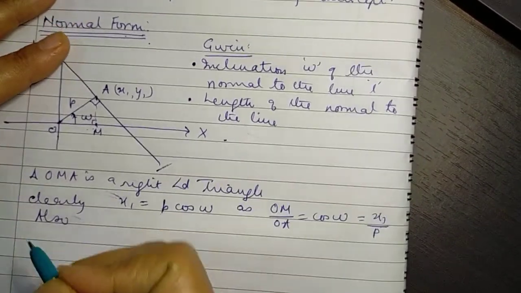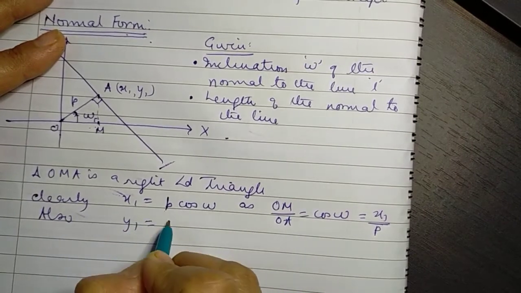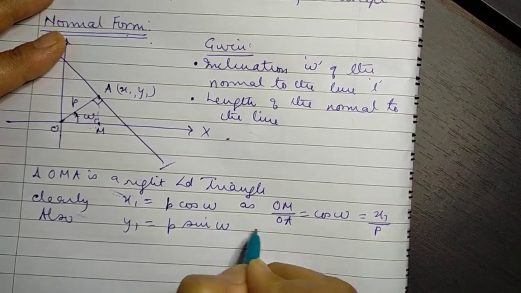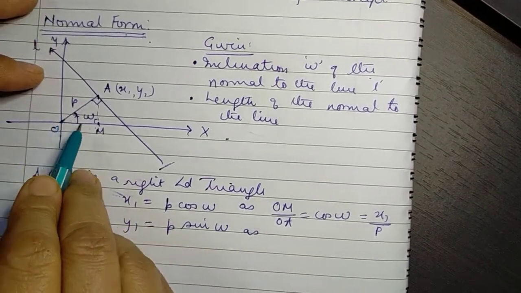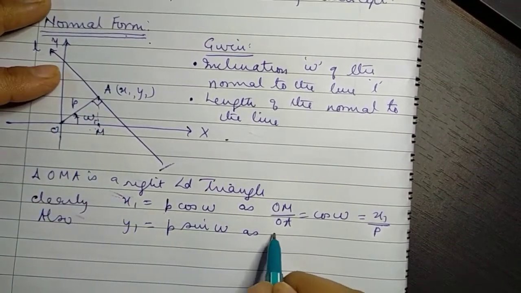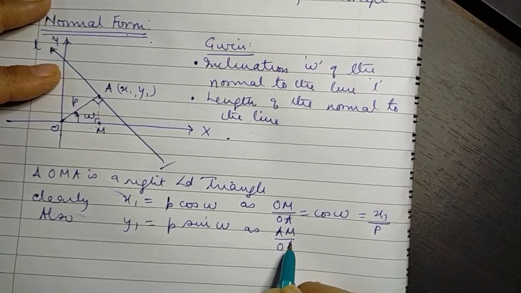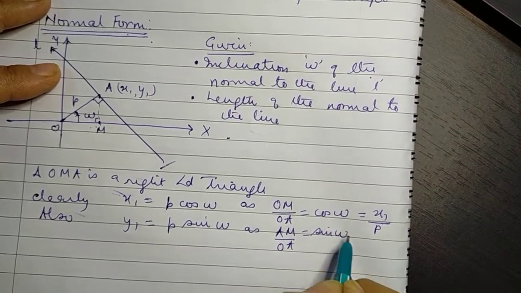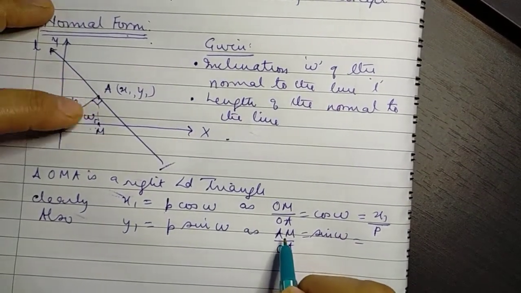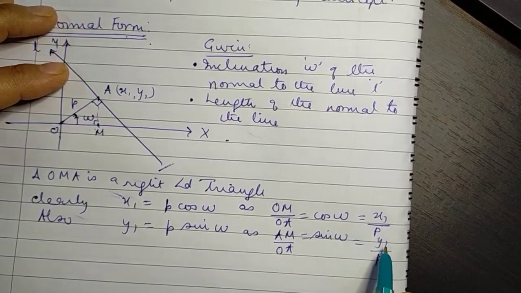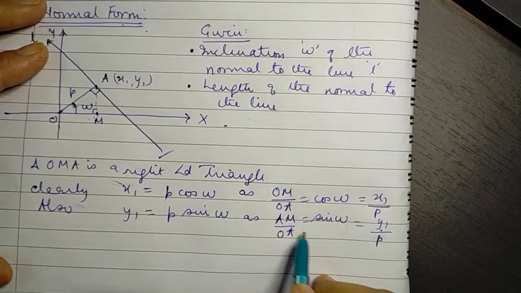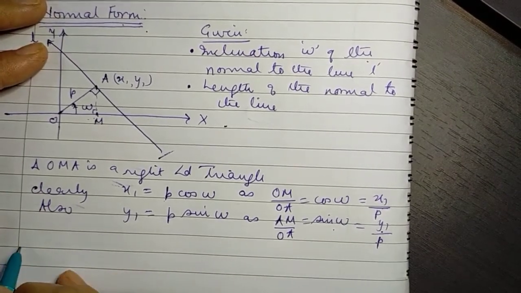Also y1 is P sin omega, as we have AM upon OA equal to sin omega, which is equal to AM is y1 upon OA is P. So from here we get y1 equal to P sin omega.